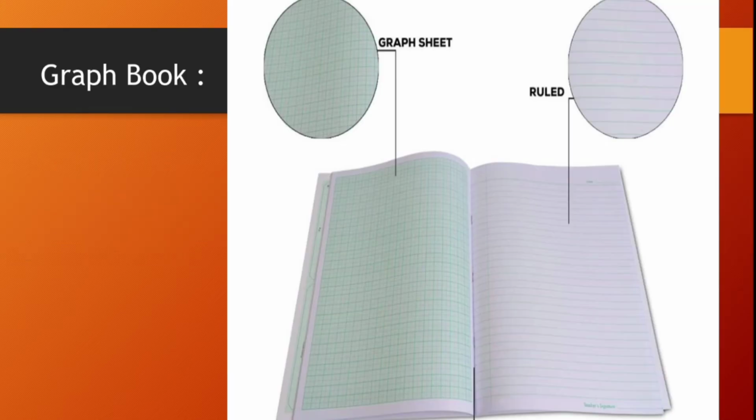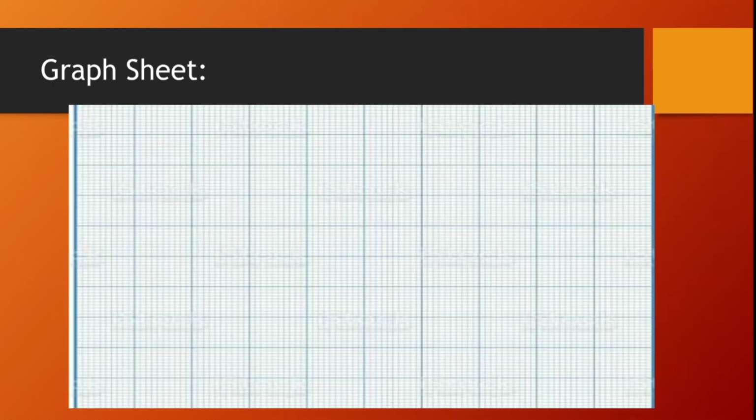To draw a bar graph, we need a graph book or a graph sheet. A graph sheet consists of two sides. On one side the graph sheet will be there, and on the other side single rule paper will be there. On single rule paper you can write the question and solution part if you need any procedure. And the graph sheet is for drawing bar graphs or any graphical drawing. So this is our graph sheet.